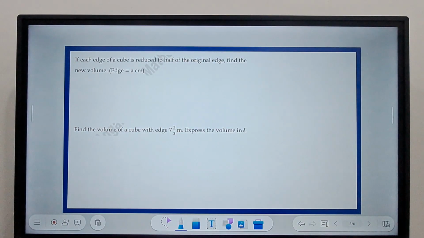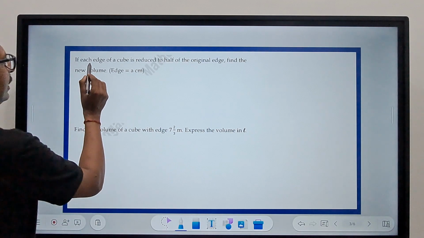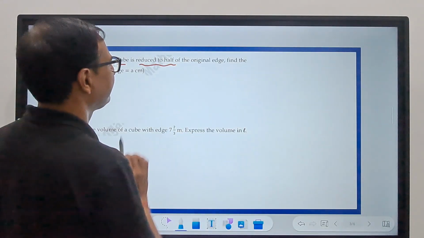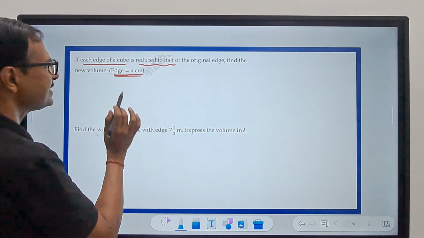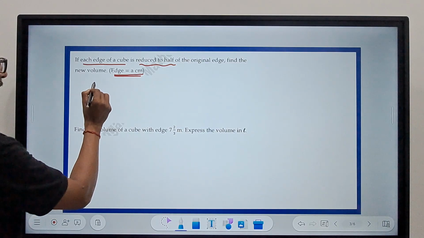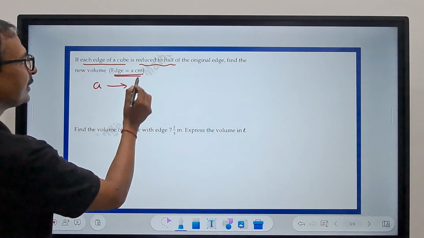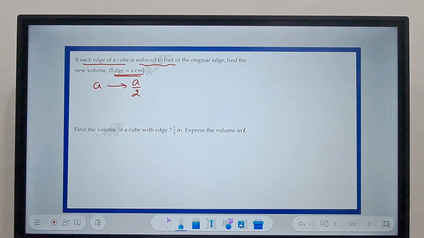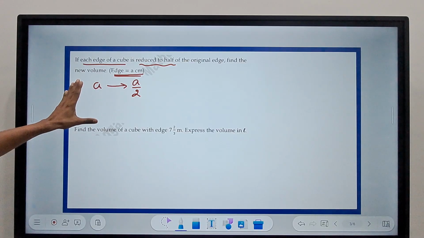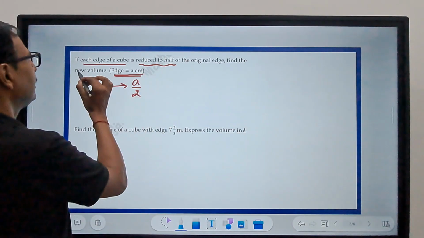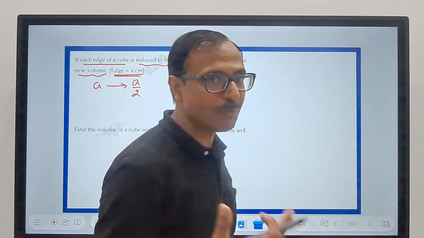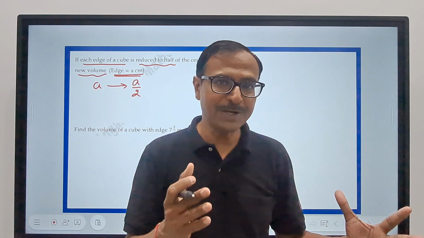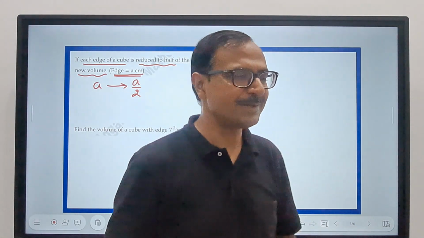Let's see some questions in hand now. The first question: if each edge of a cube is reduced to half. Now he is asking us to take the edge as A. So what happens to the side? A becomes reduced to half, that means A upon 2. So the side of the cube is getting reduced by half. We need to find the new volume. So what happens to the volume when the side is reduced by half? Does the volume also get reduced by half? We'll just check in a minute.